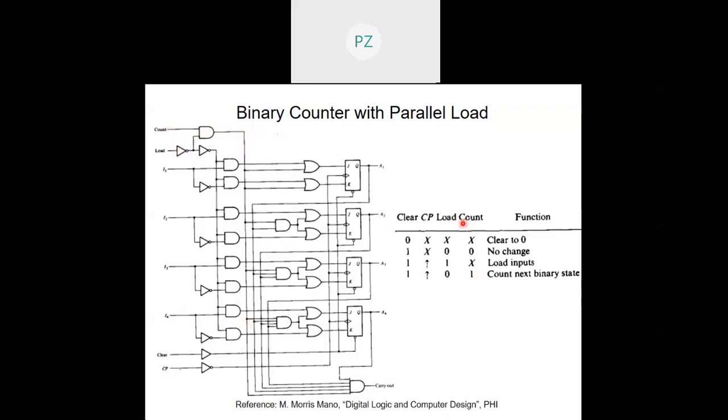So essentially, clear being 0, all of them being don't care, this circuit clears to 0. All flip-flops are reset to 0. When clear is high, clock pulse may or may not be there, but load and count are 0, 0, no change. When clear is high, the positive edge comes, load is high, count could be anything 0 or 1, it loads the parallel inputs into the flip-flops, whatever you supply here. And when clear is high, clock pulse is positive edge, load has necessarily to be 0 and count has necessarily to be 1, it will count the next binary state. Whatever be the previous state, it will count up by 1.